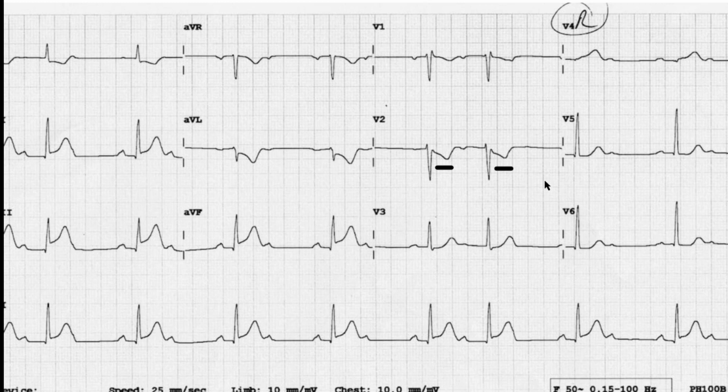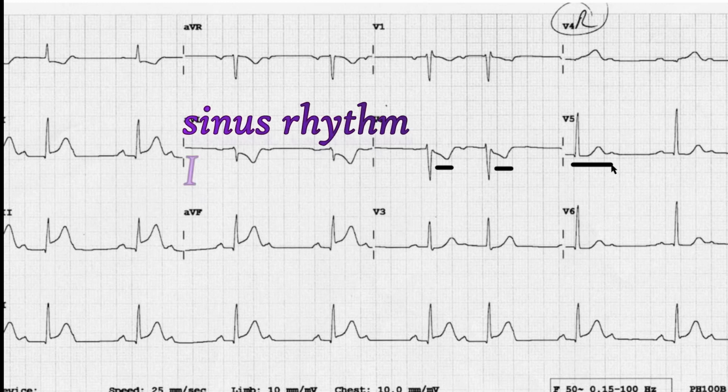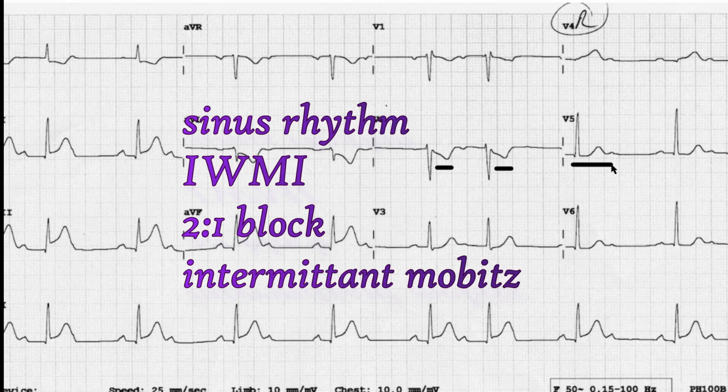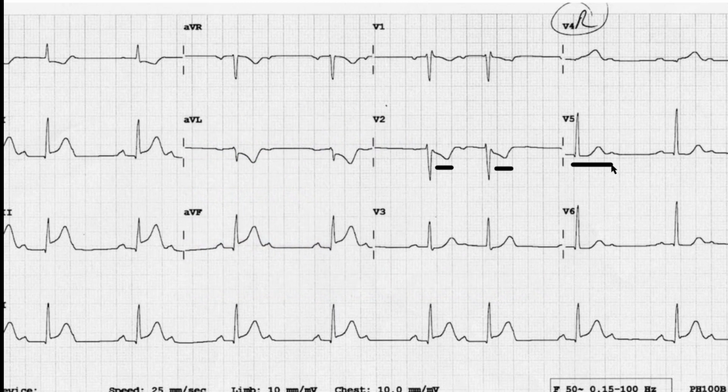Before calling it a day, we must look at the QT interval. Here we can find that the QT interval is about 440 milliseconds, which is within normal limits. So to sum up the findings, there is a sinus rhythm with normal axis, there is inferior wall ST elevation MI, and there is 2 into 1 AV block with intermittent Mobitz 1. The QT interval is normal.